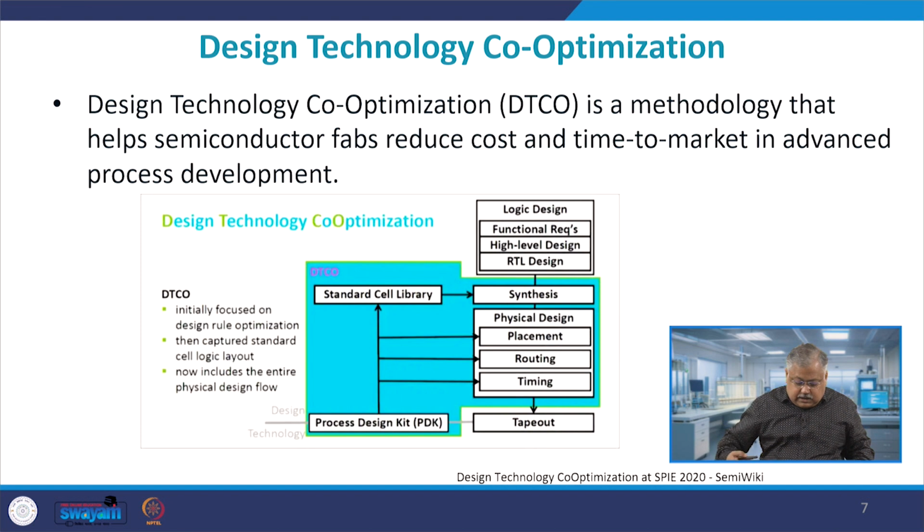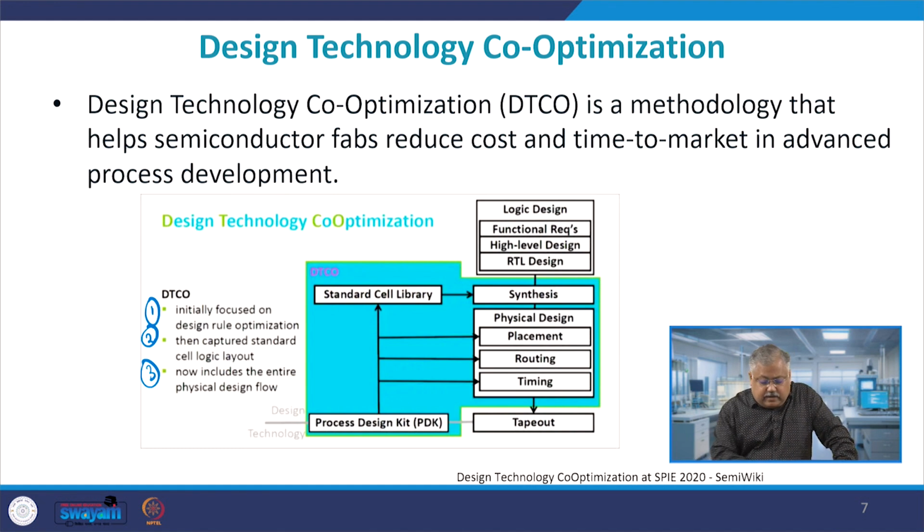So let me just underline the point where I am speaking. First of all, you initially focus on the design rule optimization. Once that has been optimized, then you capture it on a standard cell layout area, and then finally do the full physical design flow. This way your design cycles are optimized and you can actually converge to the best design rule at a much earlier pace as compared to anybody else.